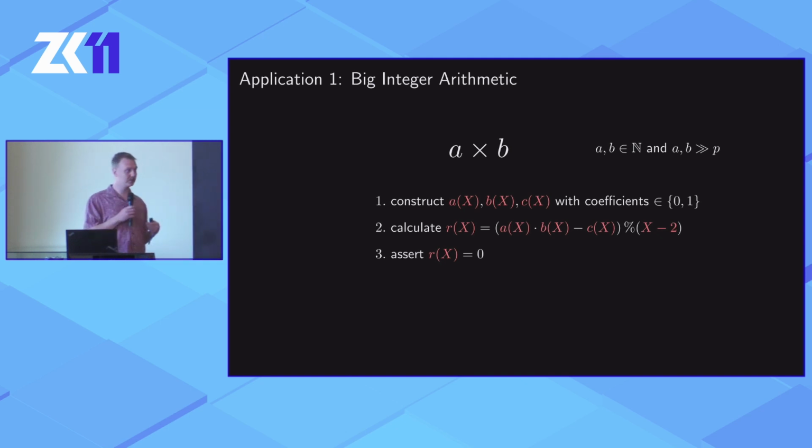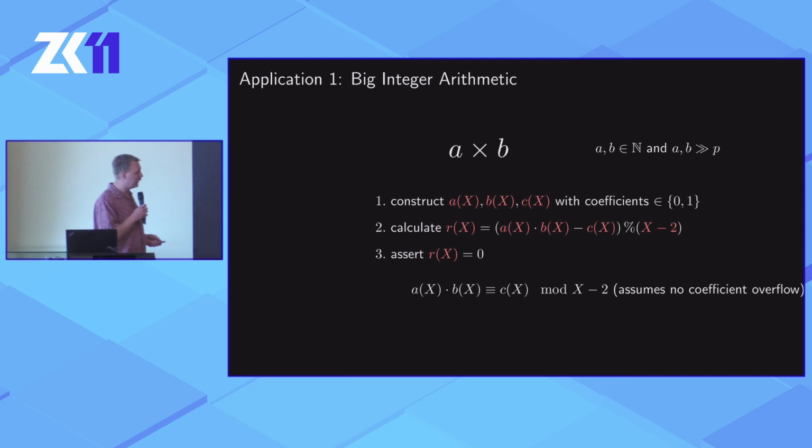Reducing modulo x minus 2 is the same as replacing every occurrence of x by 2, and so this corresponds to sending your polynomial consisting of bit coefficients to an integer with the same bits. It works as long as there is no overflow in your coefficients. And then you just assert that this remainder is 0, because it has to be if and only if you calculated C correctly. And so it only works if there's no overflow, if your coefficients are never larger than P. If they are larger than P, then there's a problem.